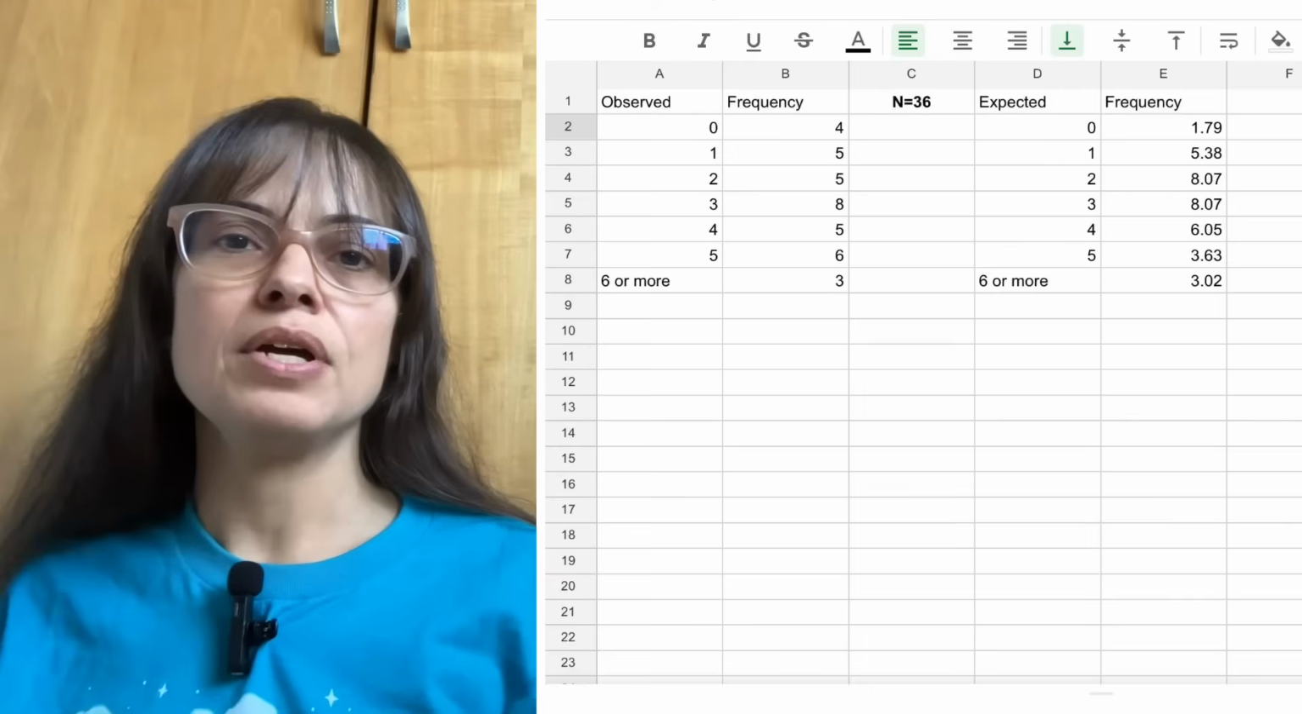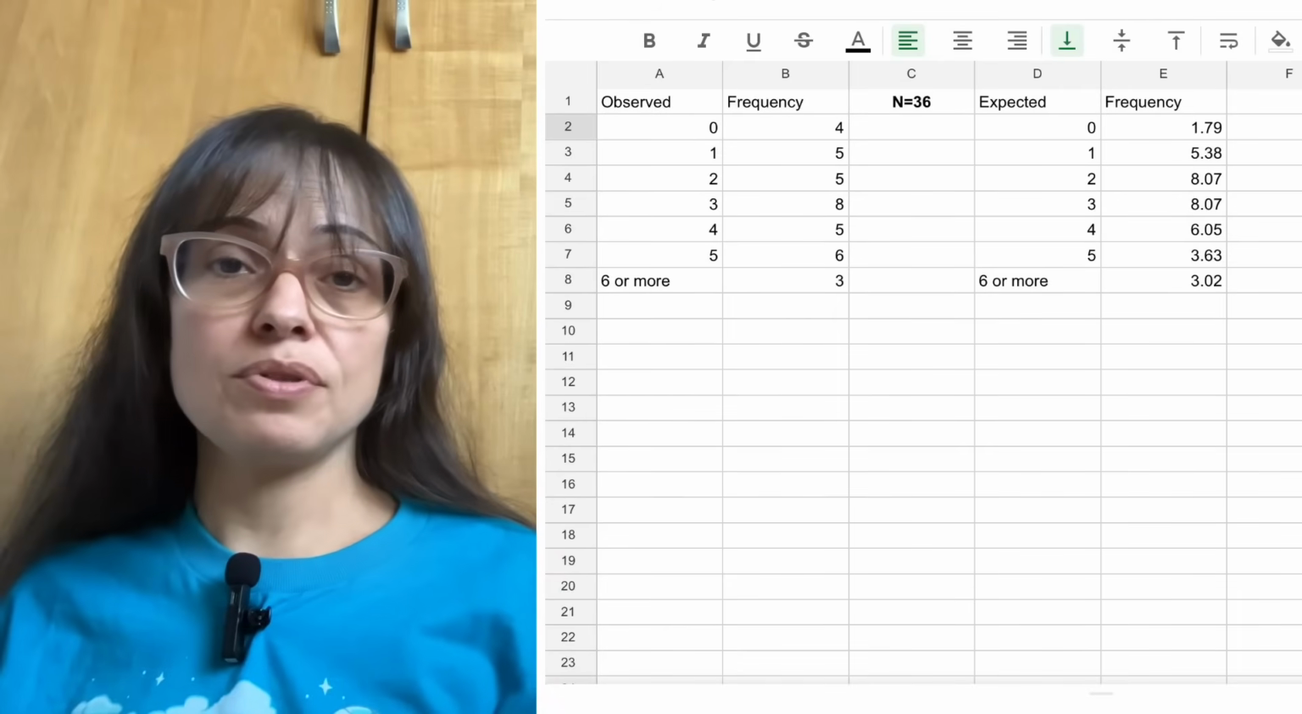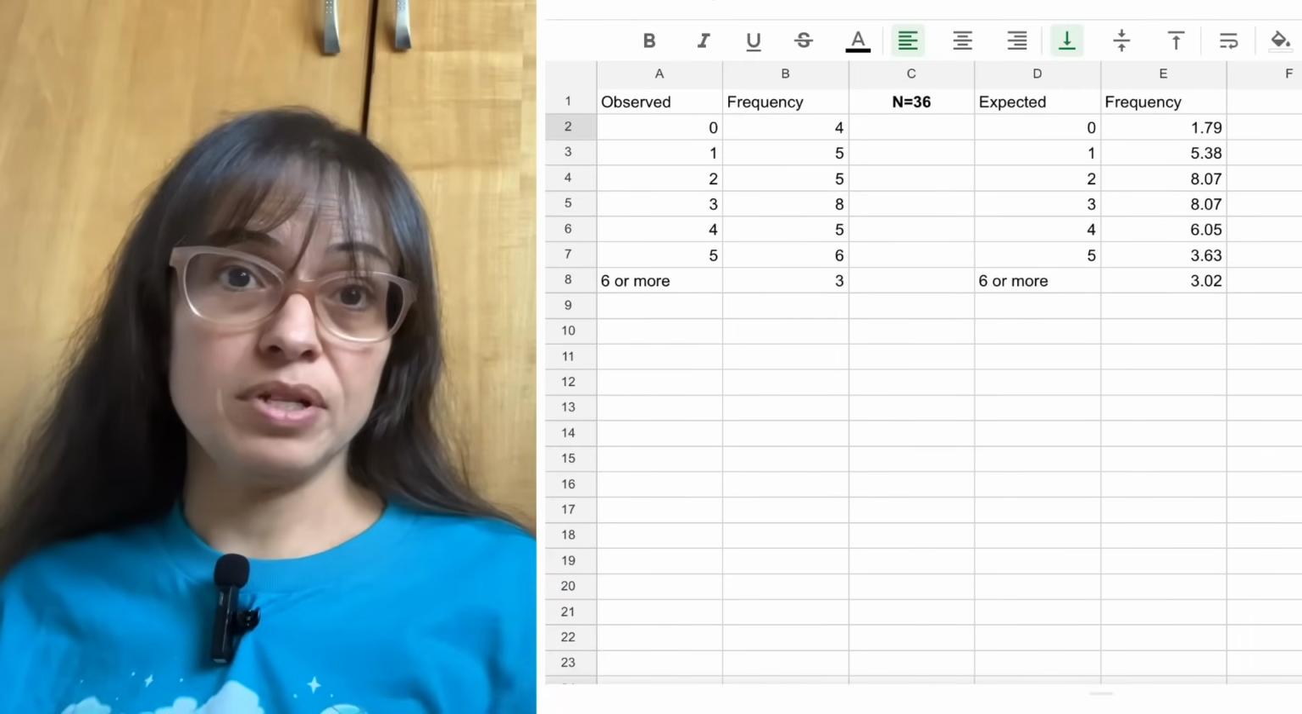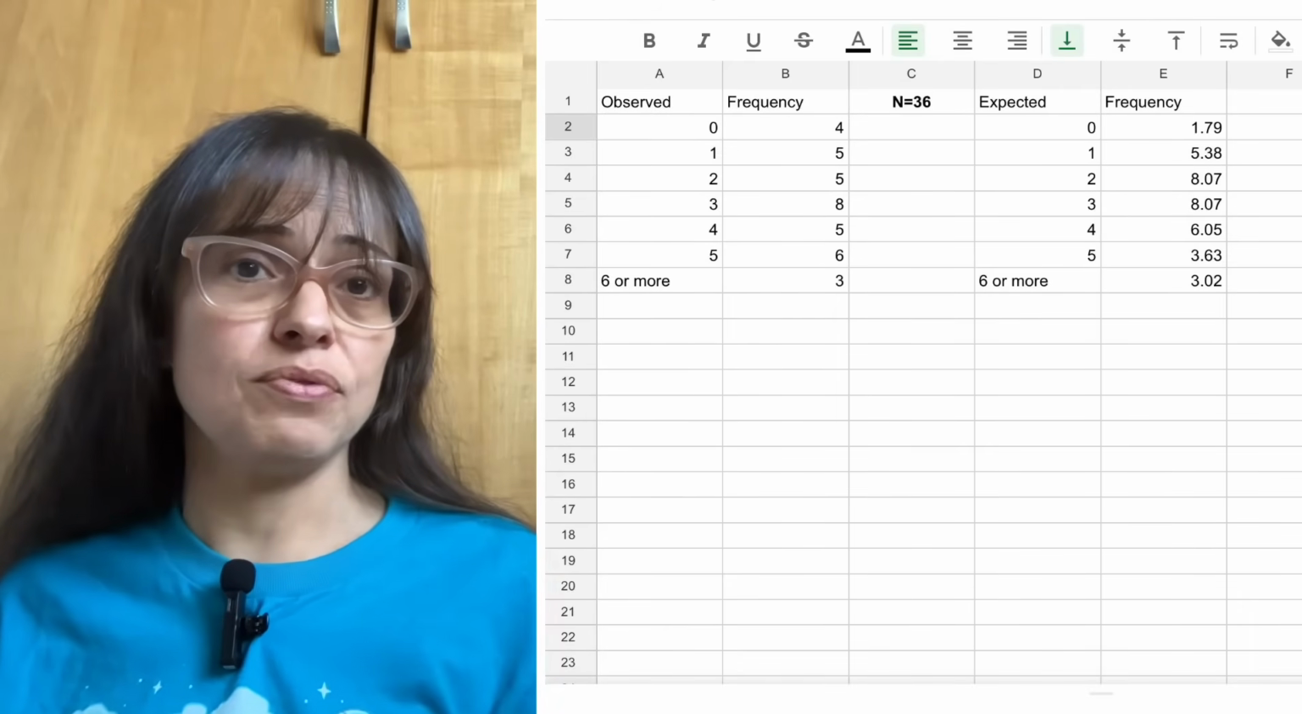In how many days would I expect to see 2 phone calls, or 1, or 0, or 4, 5, and so on? Those are numbers that you have to calculate in order to do the chi-square goodness of fit test, because then you're going to compare these expected values with the actual values from the data set. How many days did I get 3 phone calls?